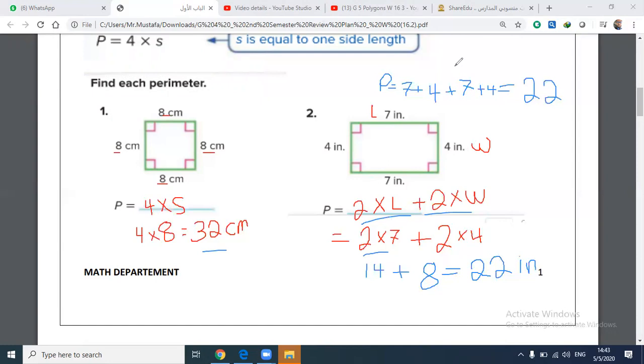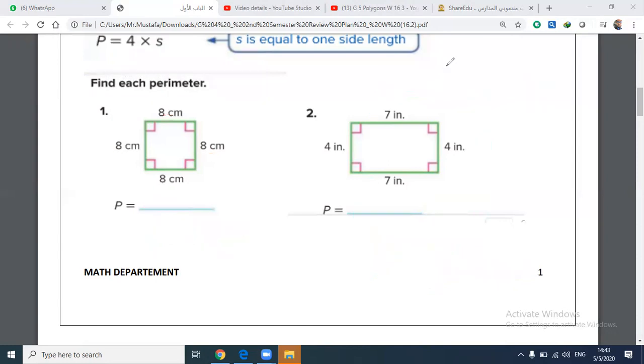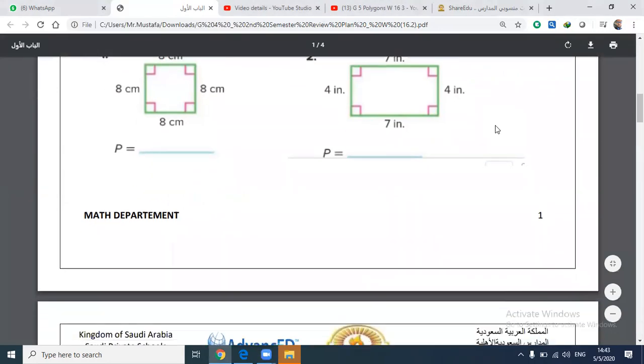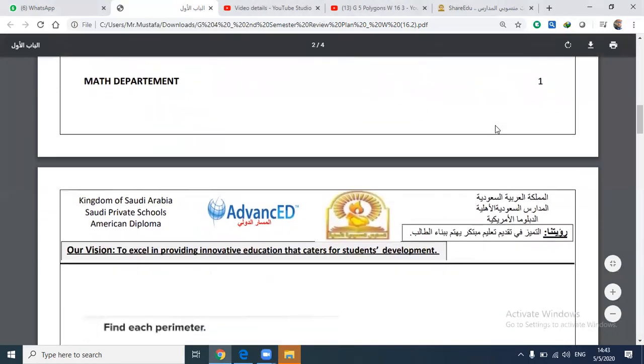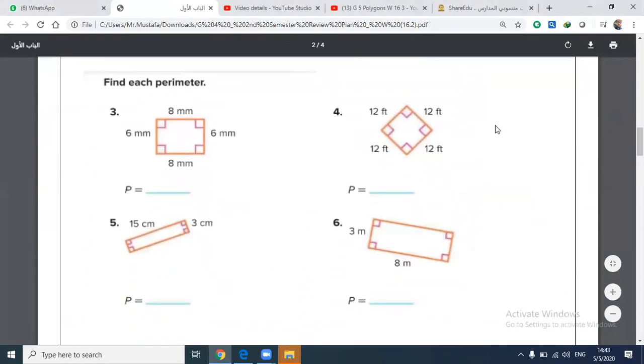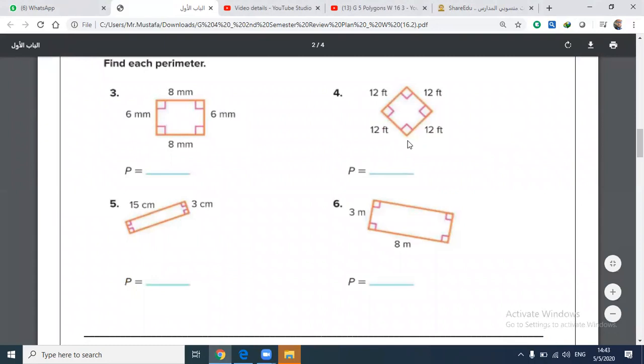Okay, let's go for the next part of the session. How to find the perimeter for each of these. Okay, Muhammad, can you find the perimeter for this?